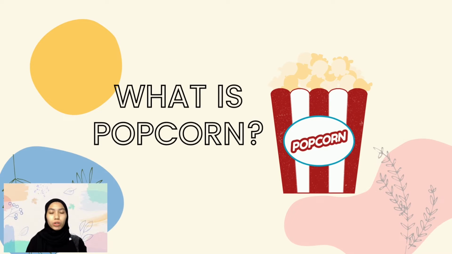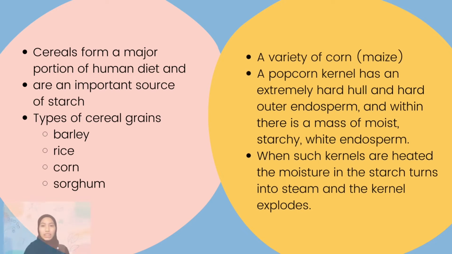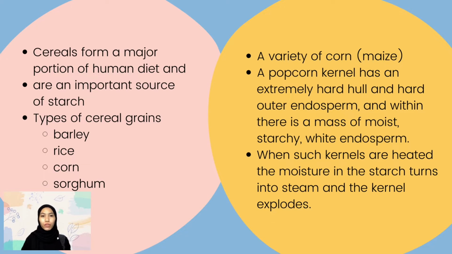First of all, our group chose popcorn as a microwavable starch-containing food. So, what is popcorn? Popcorn is a cereal, a major portion of the human diet and an important source of starch and other dietary carbohydrates, such as dietary fiber, which play an important role in the energy requirement and nutrient intake of humans. Cereal grains have variable types, which are barley, rice, corn, and sorghum.